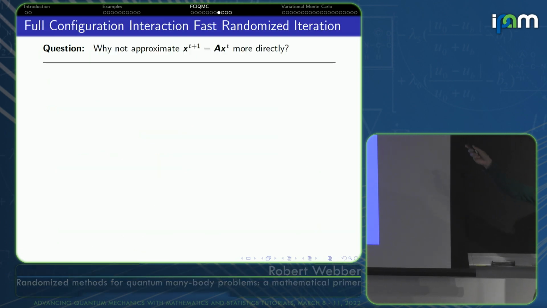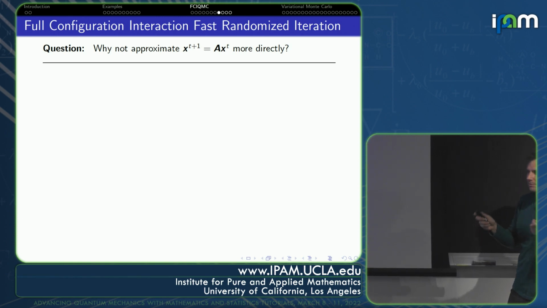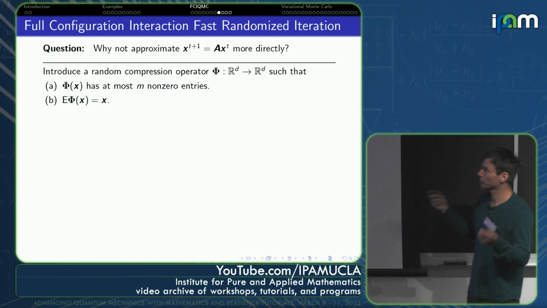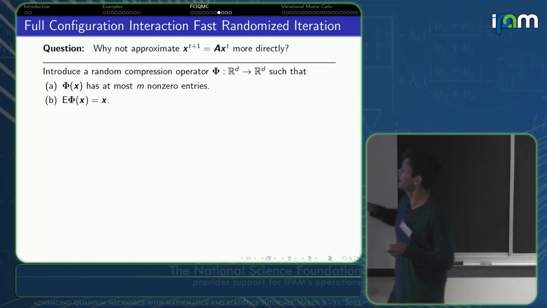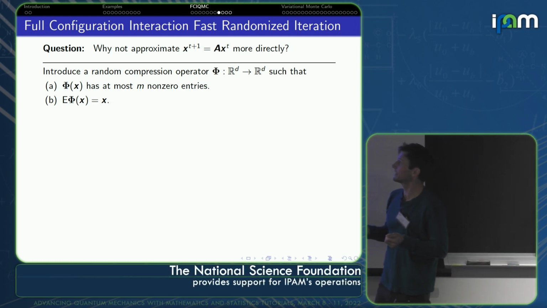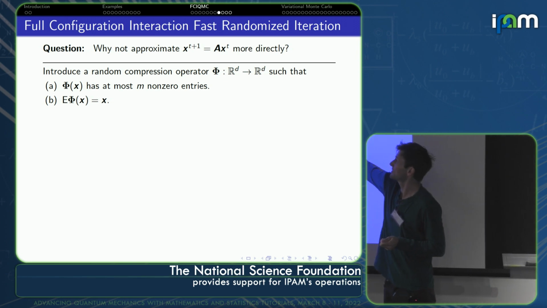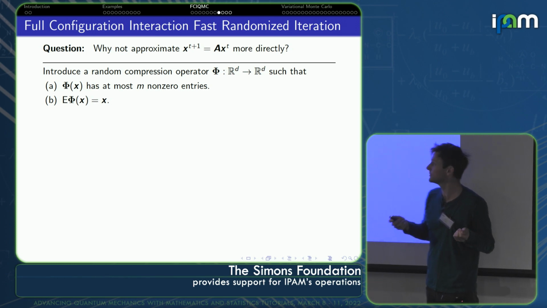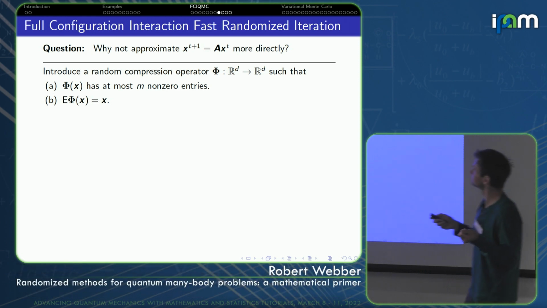Why not approximate this more directly? That's the last question I'm going to raise about FCIQMC before moving on to VMC. And you can do it. You can introduce what would be called a random compression operator, phi. This takes a d vector and spits out a d vector that's pretty sparse. So it has at most m non-zero entries, where m could be like 1,000 or 1,000,000 or whatever you can afford. And then it's equal to the original vector in expectation.